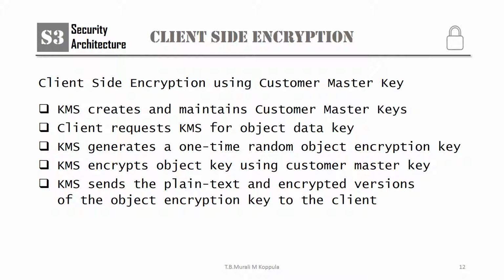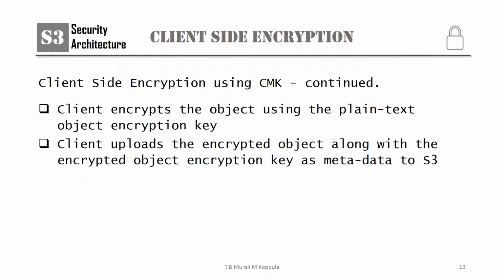The process of encrypting the S3 object using customer master key is as follows. The client makes a request to the KMS using customer master key ID for the object encryption key. KMS generates a one-time random data encryption key using the customer master key. The object encryption key is unique for each S3 object. It returns the plain text and the ciphertext versions of the data encryption key to the client. The client will encrypt the object using the plain text object encryption key. Client will upload both encrypted object and the ciphertext of the encryption key as the object metadata.